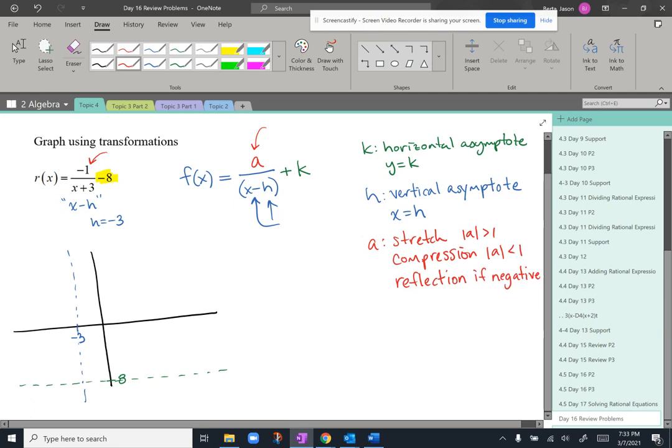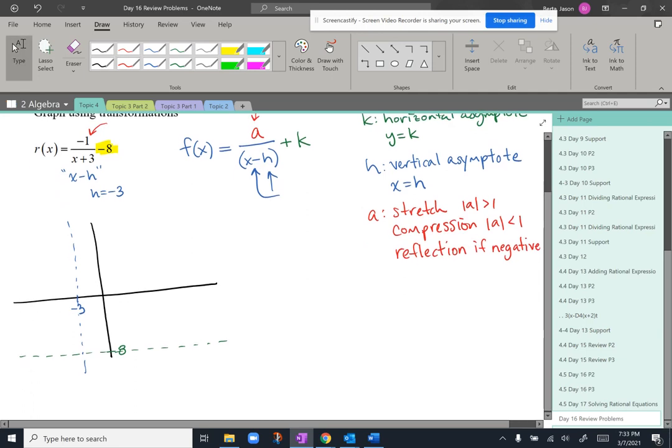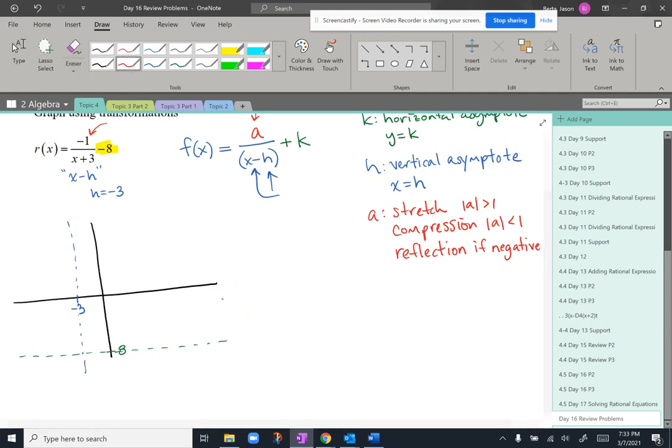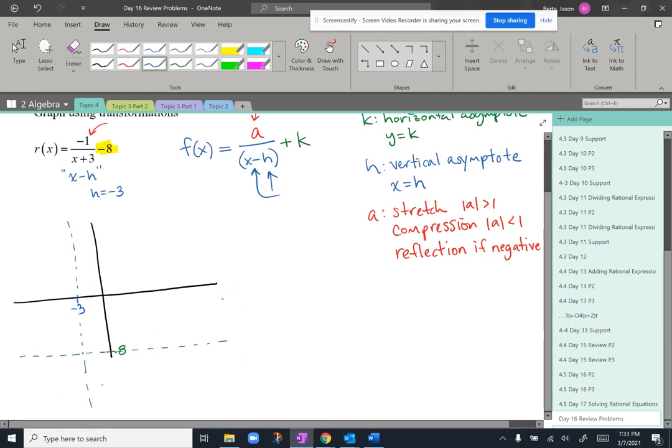Here, it's negative, and so instead of a rational function being in the first and third quadrants of those asymptotes, we've got to reflect it, in which case the graph of this one up here of r of x will look something more like this.